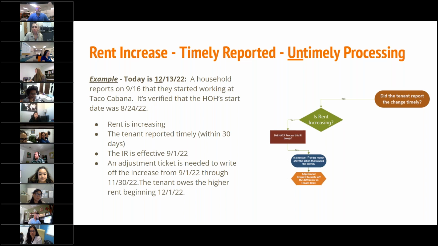Here we would need an adjustment ticket because the tenant did what they were supposed to. We didn't do what we were supposed to. We have to write off the difference for September, October, and November.